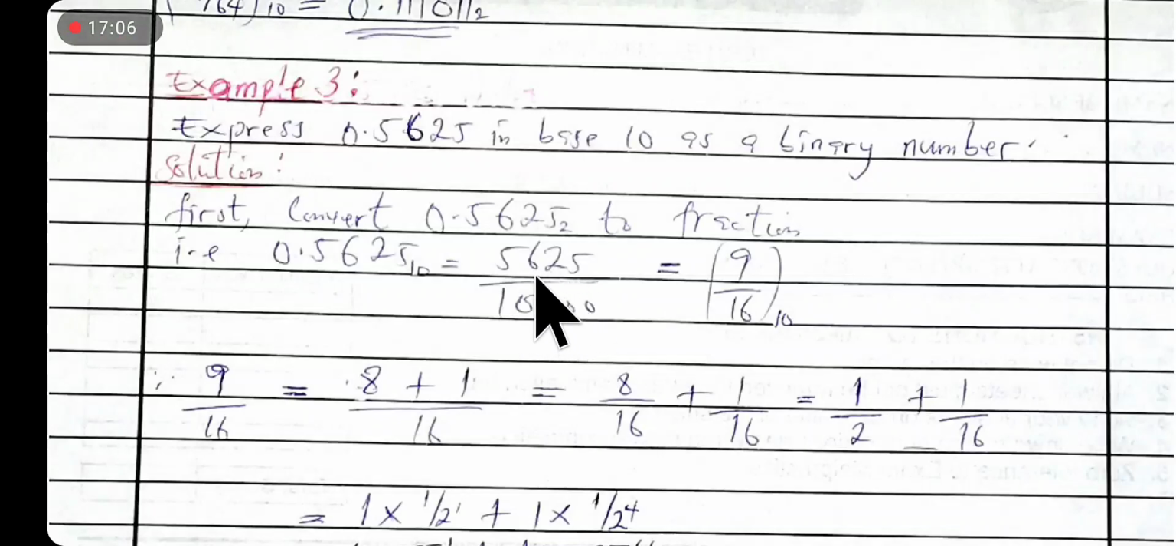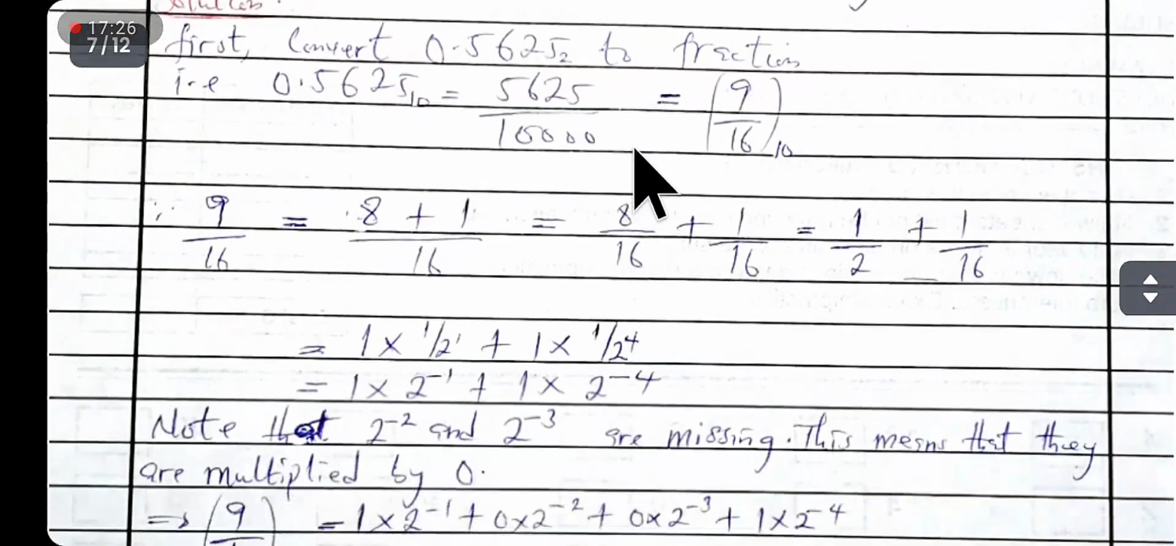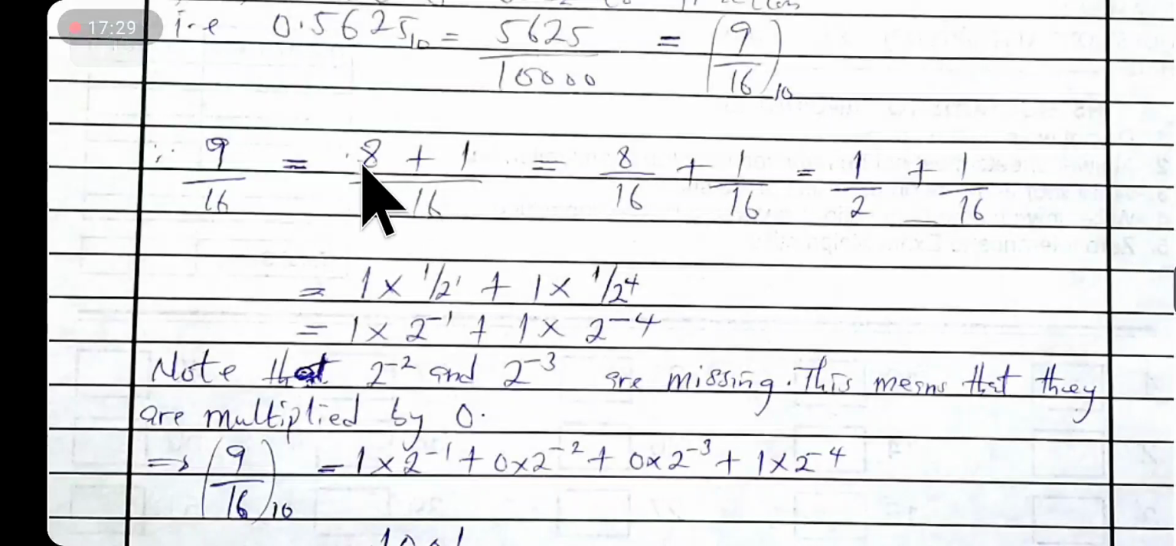So if you reduce this number now, 5625, you discover that it reduces to 9 over 16. You reduce it to the lowest terms. This is the lowest terms of this particular number. So we are going to convert 9 over 16 in base 10 now to binary. To do this, of course, we have to split this 9. So 8 plus 1 will give us 9. So 9 over 16 is the same thing as 8 plus 1 over 16, which is equal to 8 over 16 plus 1 over 16.